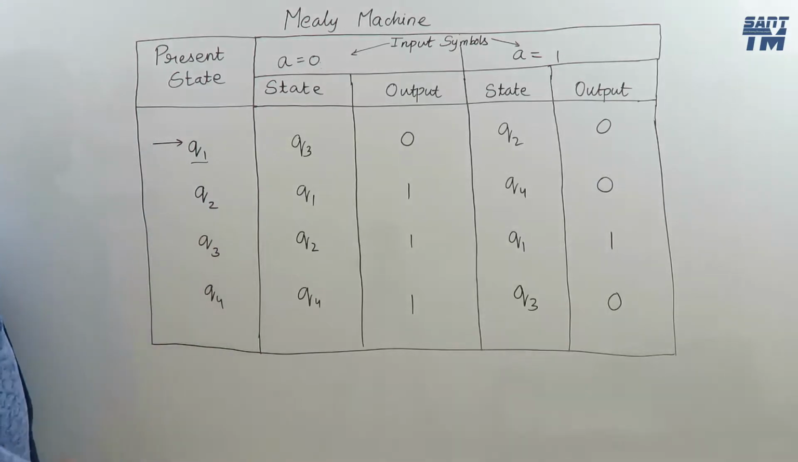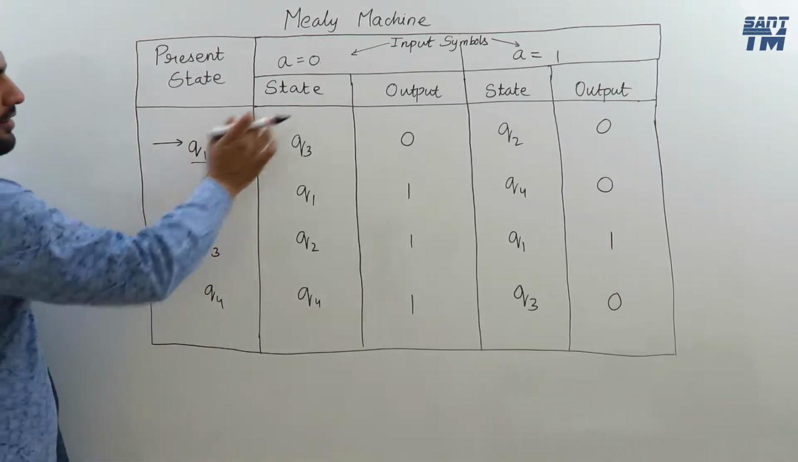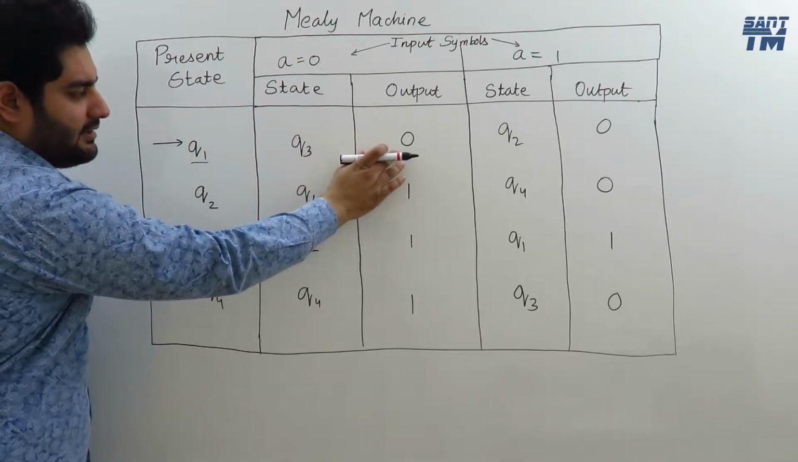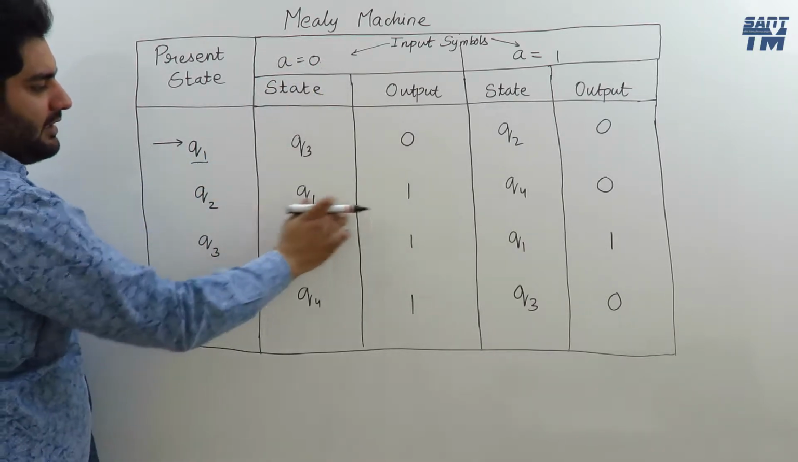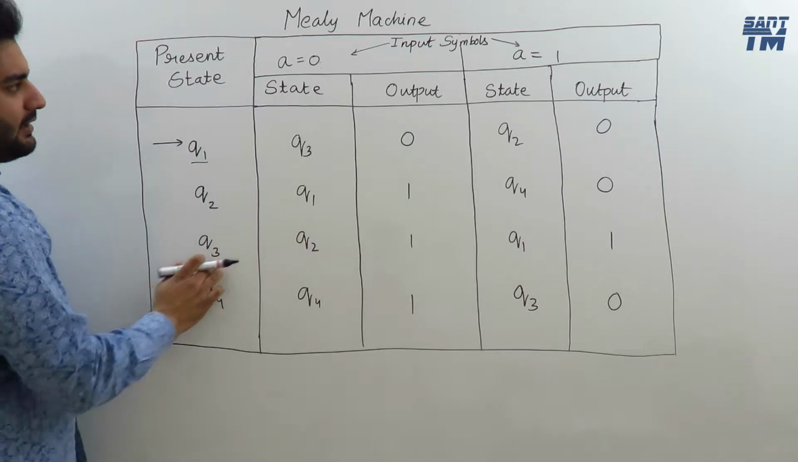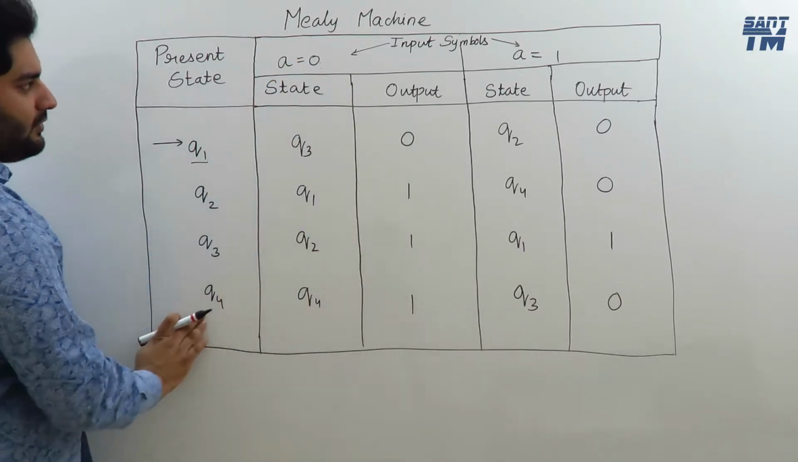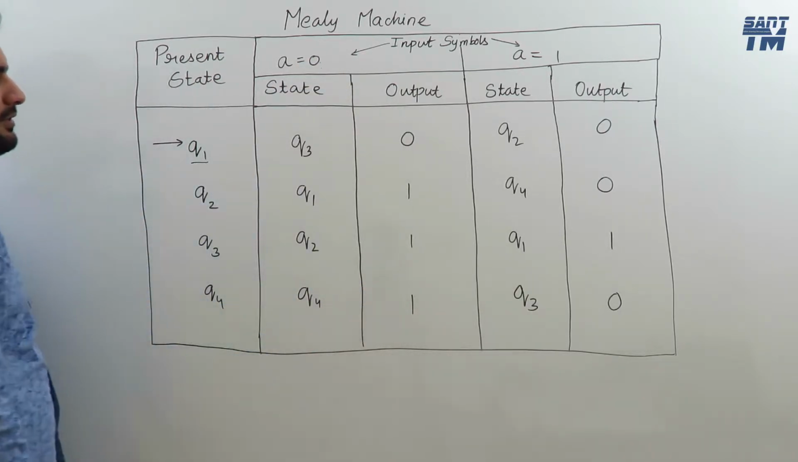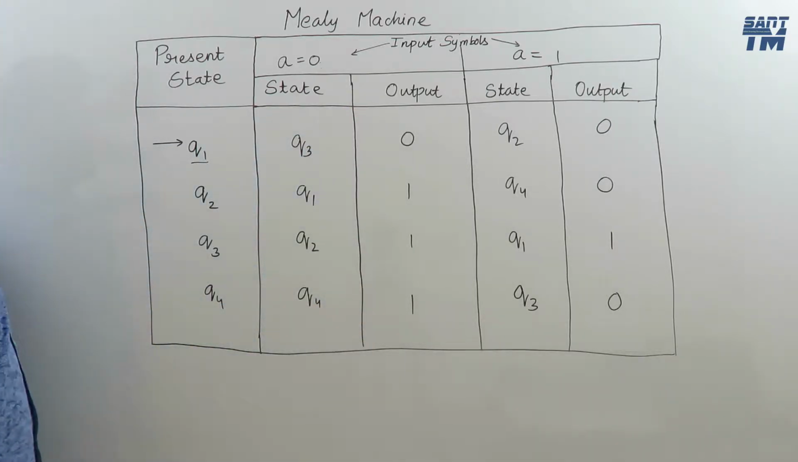Now let's read this transition table. The present state is Q1, the initial state. Q1 on applying 0 will move to Q3 and produce 0 as output. Q2 on applying 0 will move to Q1 and produce 1 as output. Q3 on applying 0 will move to Q2 and produce 1 as output. Q4 on applying 0 will remain in Q4 and produce 1 as output. That means the output is 0 or 1 only, so the output alphabet will contain the symbols 0 and 1.